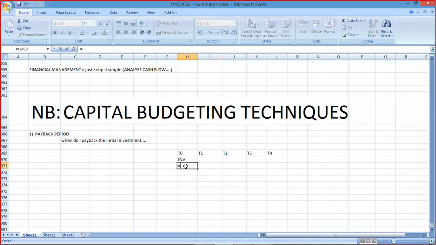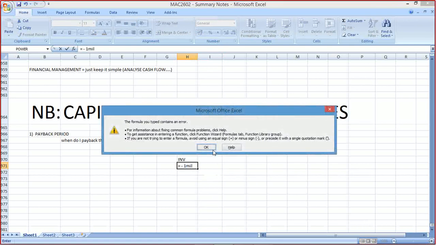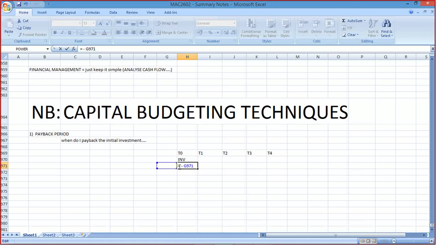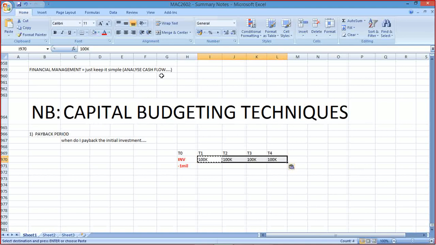The initial investment will be negative, so let's just say negative 1 million. That's the initial investment. And then obviously an initial investment is going to create inflows, so maybe 100k every month. So what is this? That's the cash flow.